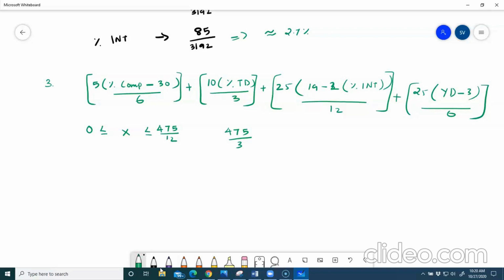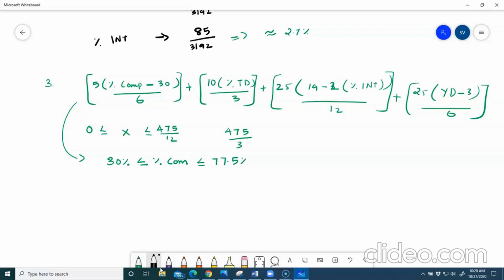Question number 3 is asking to show that 30% is less than or equal to percentage of completion, less than or equal to 77.5%. This is an interesting question because you will get confused. What is this 30% and 77.5%? Let me explain.